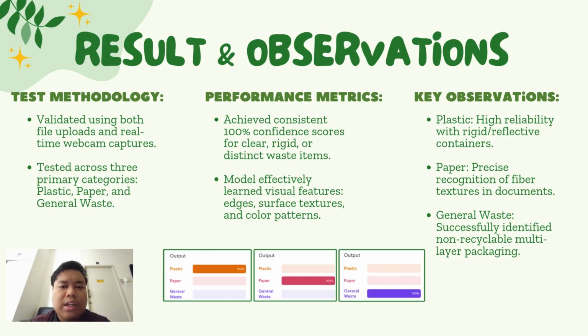These results show that our CNN model successfully learned the visual DNA of each category, specifically by mapping features like surface texture and shape. While we achieved excellent performance, we also note that performance can fluctuate if the item is heavily crumpled or obscured. This insight is valuable because it shows where we need to diversify our dataset in the future to handle even more complex waste conditions.